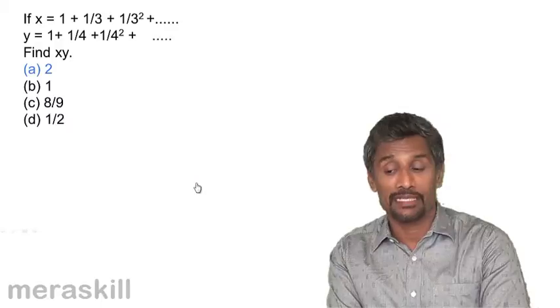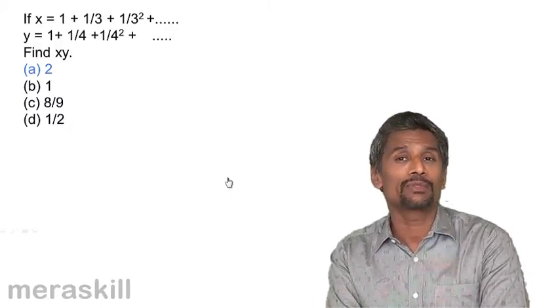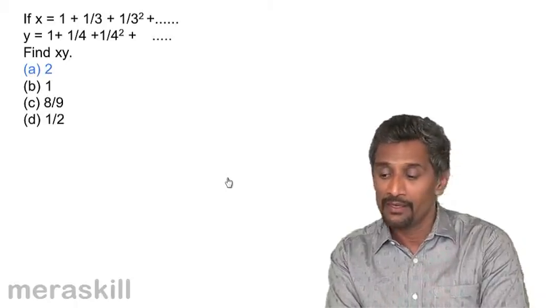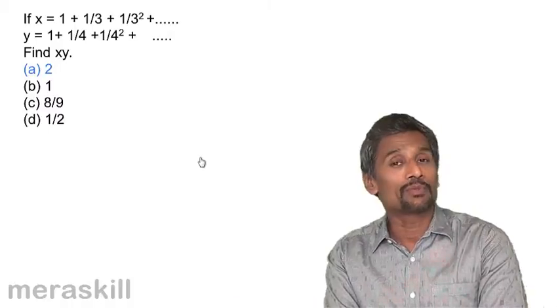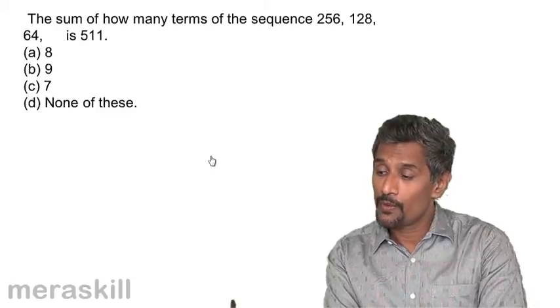Yes, and we do get xy as 2. So here we are using the concept: since in the previous questions it was clearly told sum of 18 terms, 19 terms, 20 terms, we knew the value of n. In this case, since it's a clear-cut indication that it is a sum up to infinity, hence we get xy as 2.